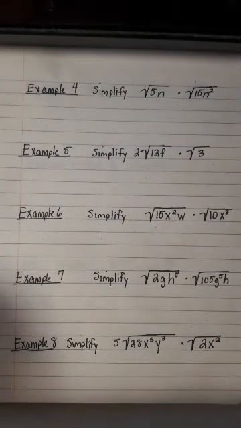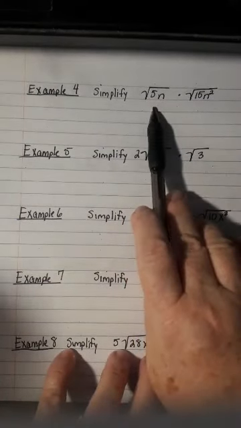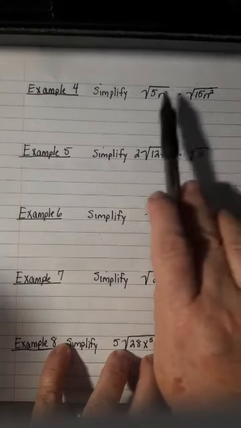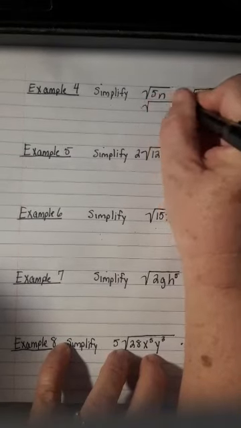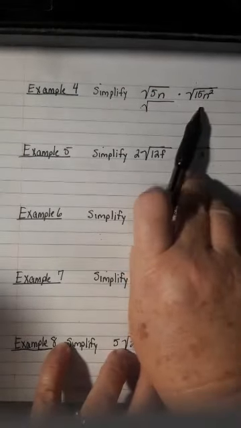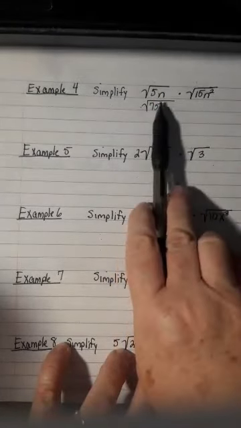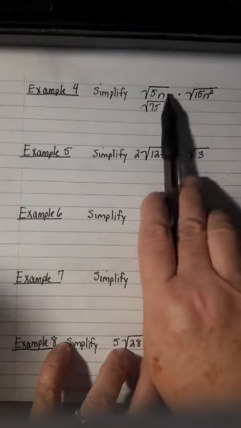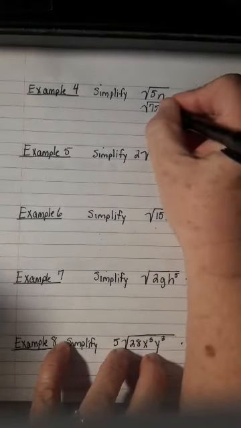So, example 4. Simplify the square root of 5n times the square root of 15n to the second. So again, both of these are under the square root, so we're going to multiply them together. And when you do that, you get the square root of 5 times 15, which is 75. Remember, when you multiply variables, we learned this already. When you multiply variables, you add the exponents. So this is n to the first times n to the second. You add the 1 plus 2 and get n to the third.